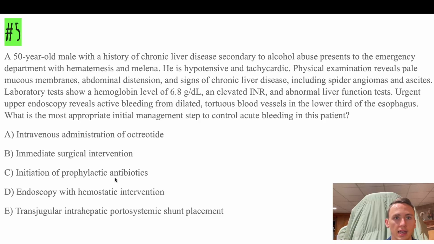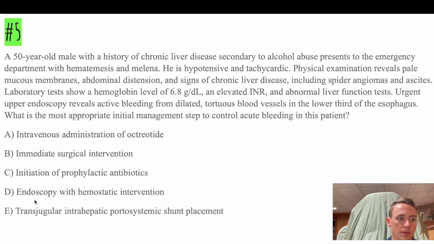And prophylactic antibiotics could be used in patients with cirrhosis and GI bleeding, but it's not really the first step in an active bleeding scenario. So it's to prevent infection, but it's not something you'd really do in this situation.